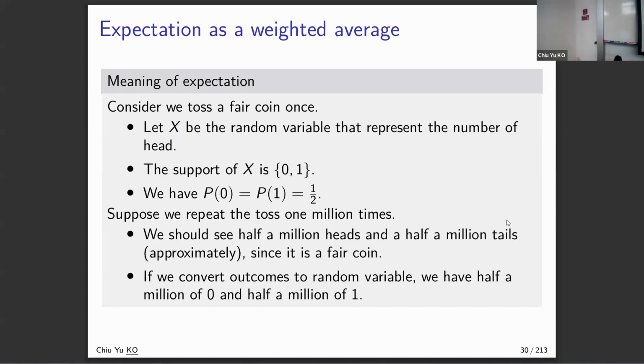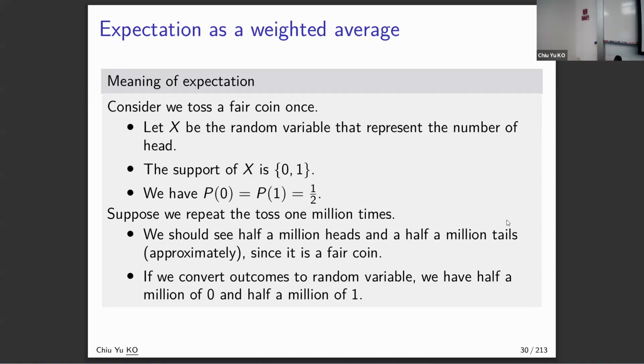Imagine you have a coin, a fair coin. If the random variable is the number of heads, it's 0 or 1. P of 0 is 1/2. P of 1 is 1/2. Okay. So you ask, if you toss it 1 million times, roughly speaking, 500,000 are heads, 500,000 tails, right? So then if you convert this head and tail to a random variable, that means you have 500,000 0s and 500,000 1s.